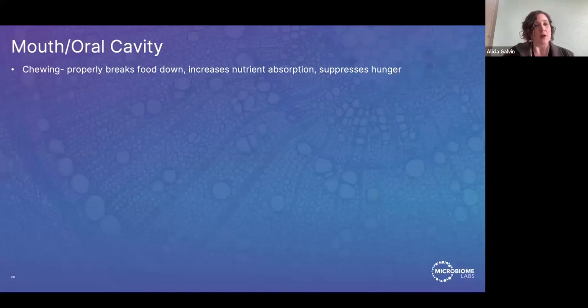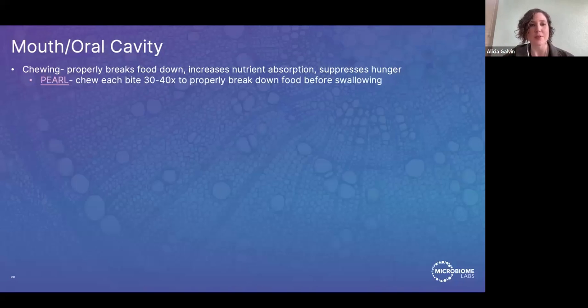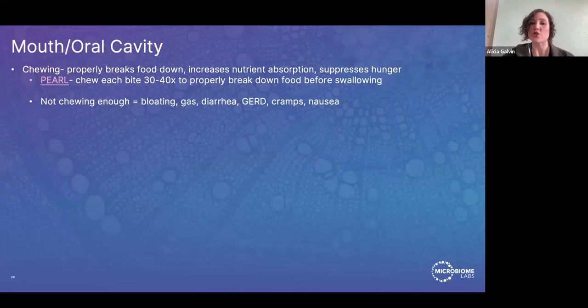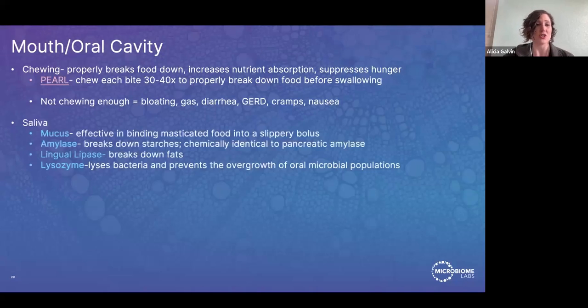When we get down to the mouth, we have to think about chewing. I will admit, I am not the best when it comes to chewing sometimes, especially if I'm in between meetings or there's something going on, but we have to chew about 30 to 40 times to properly break down food before swallowing. And if we don't chew enough, then that can lead to a lot of the same symptoms that we think about with H. pylori or SIBO or some of these other digestive conditions, but sometimes it might just be that they're inhaling their food and they're just not chewing.